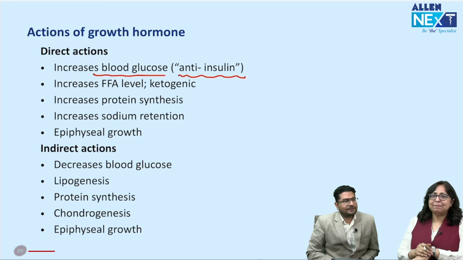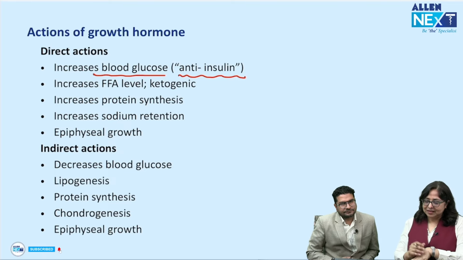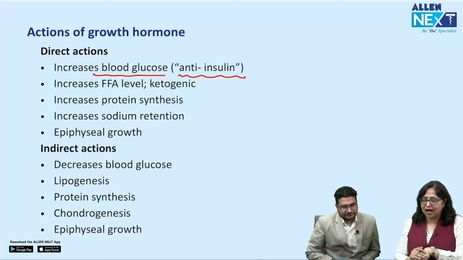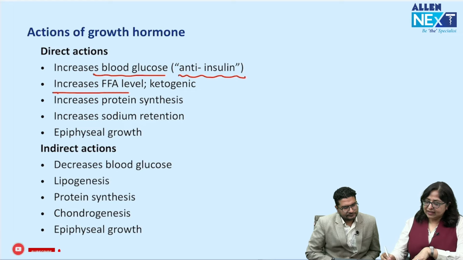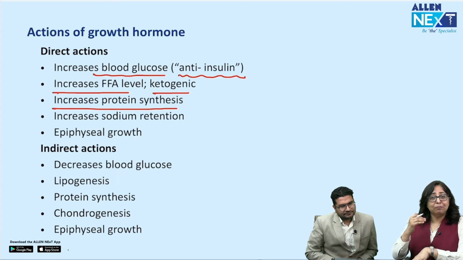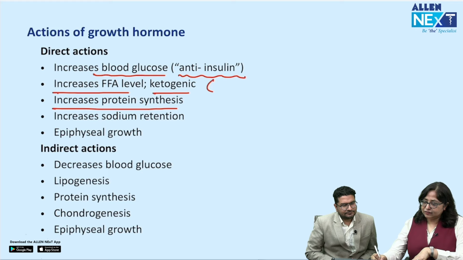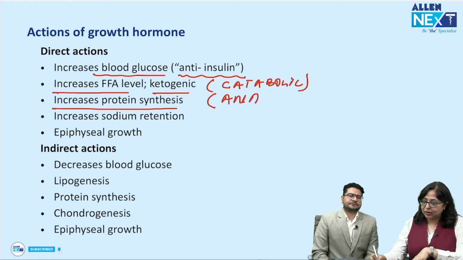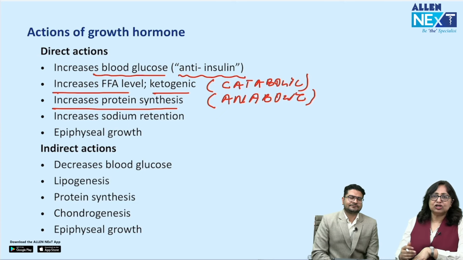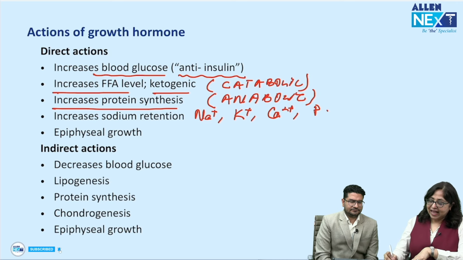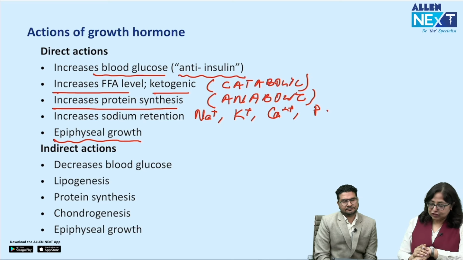It causes something called a pancreatic burnout, because elevated glucose levels more and more stimulate the pancreas, and finally there is a burnout. It increases free fatty acid level. This is a ketogenic hormone. It increases protein synthesis. Direct actions of growth hormone are both catabolic and anabolic. Increasing free fatty acid is a catabolic action, and increasing protein synthesis is an anabolic action. It increases sodium, potassium, calcium, phosphorus retention. Not just sodium, but sodium, potassium, calcium and phosphorus retention. And there is growth of cartilage, epiphyseal growth.